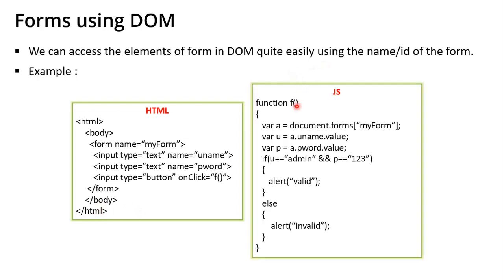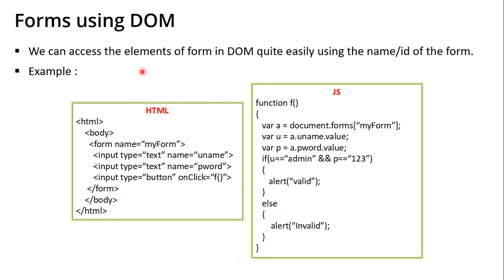Now here we have the function f, which we call on the click event. Variable a is equal to document.forms, with the form name myForm. Variable u is equal to a.username.value. Here we have to provide the name of the username field, as we are giving a username and a password. So here we have the value of username and here the value of password. If u is equal to admin and p is equal to 123, then it is valid, else invalid. So if we have username admin and password 123, it gives valid, otherwise it gives invalid.